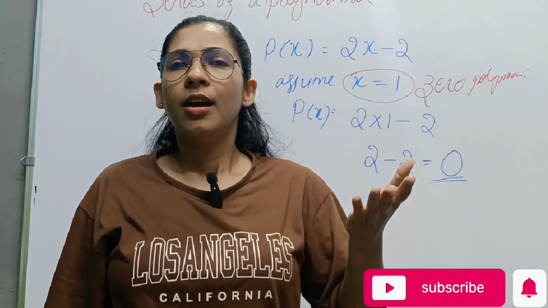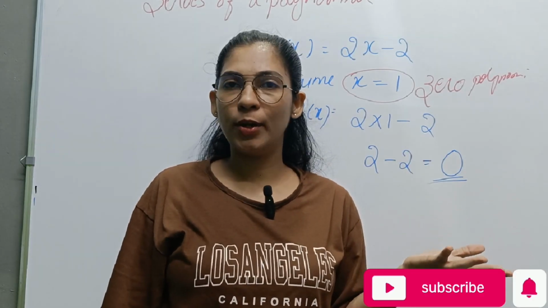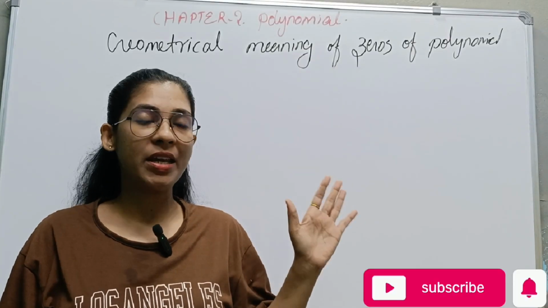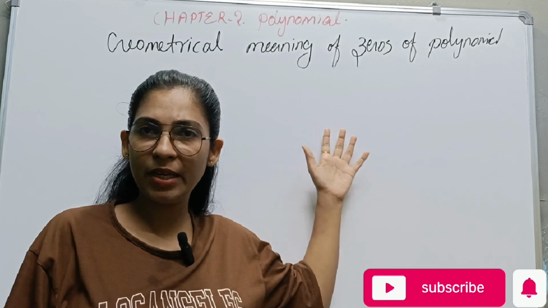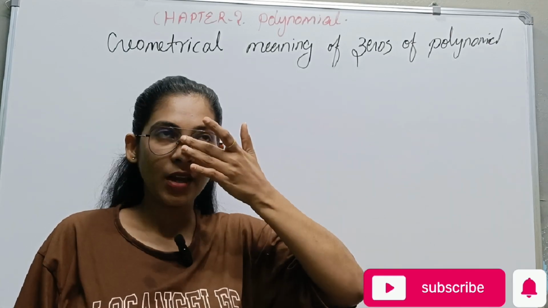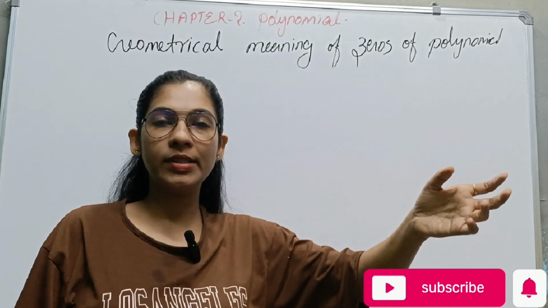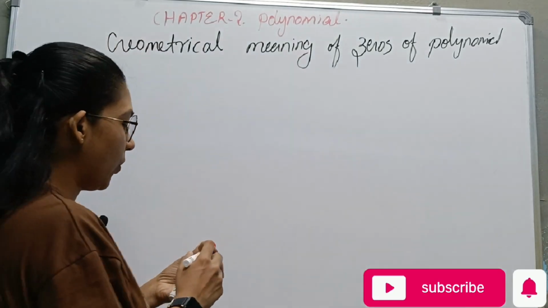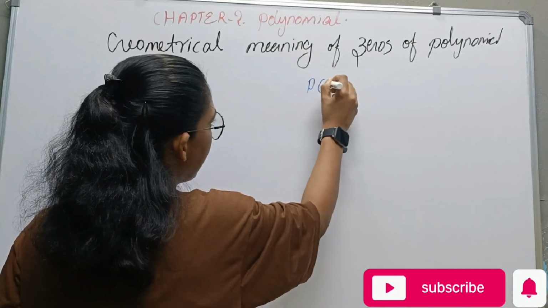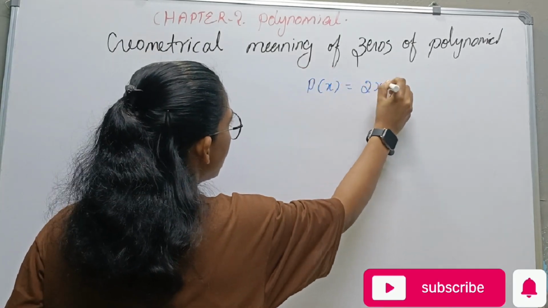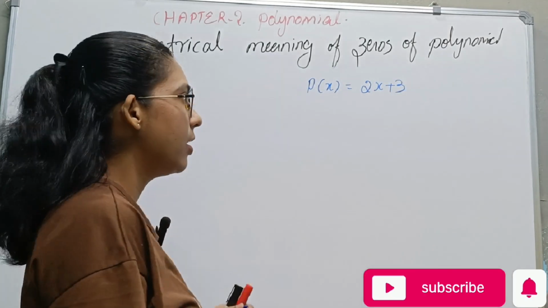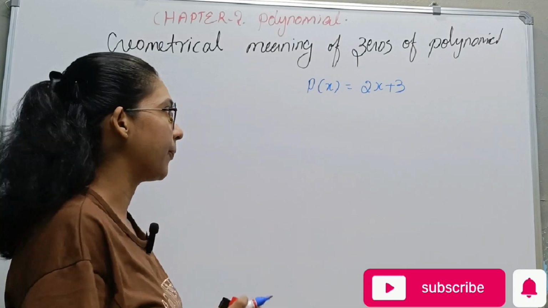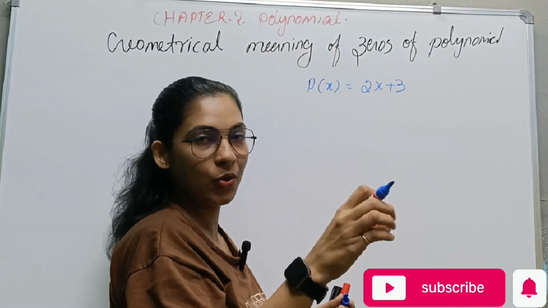And the next topic is, what is the geometrical meaning of the zeros of a polynomial? Let us discuss. Geometrical meaning means using a graph. By plotting a graph, we have to find out zeros of a polynomial. So there is a question: let P of x is equal to 2x plus 3. We have to find out the zeros of the polynomial by using the graphical method. We have to roughly find out the value of the zero of this polynomial.